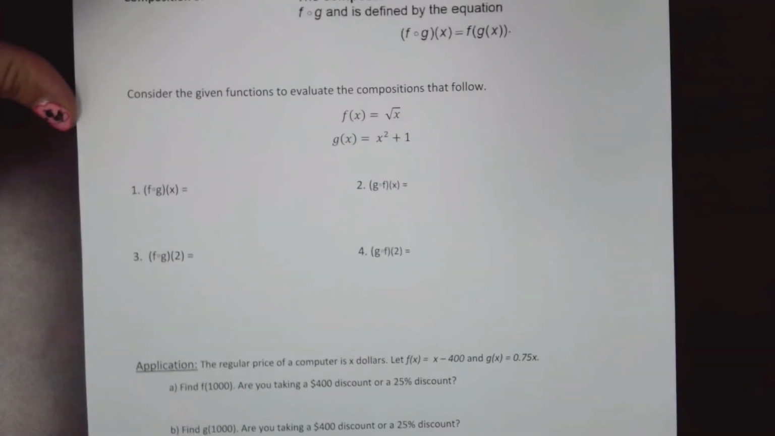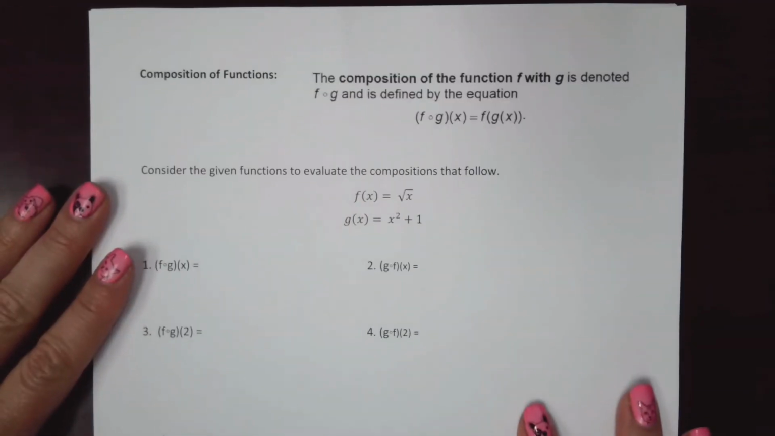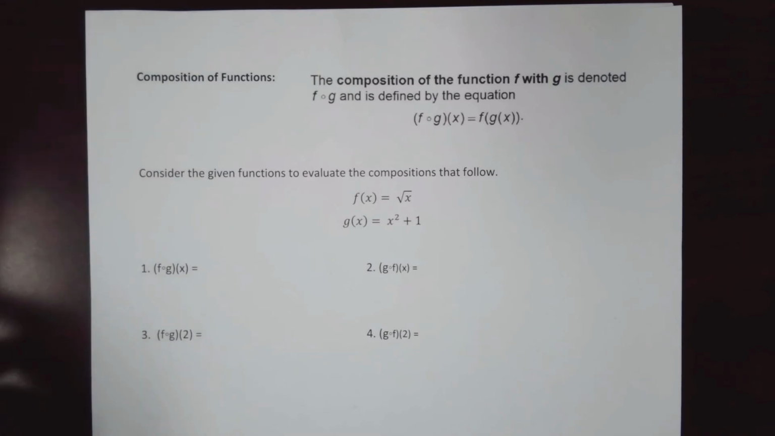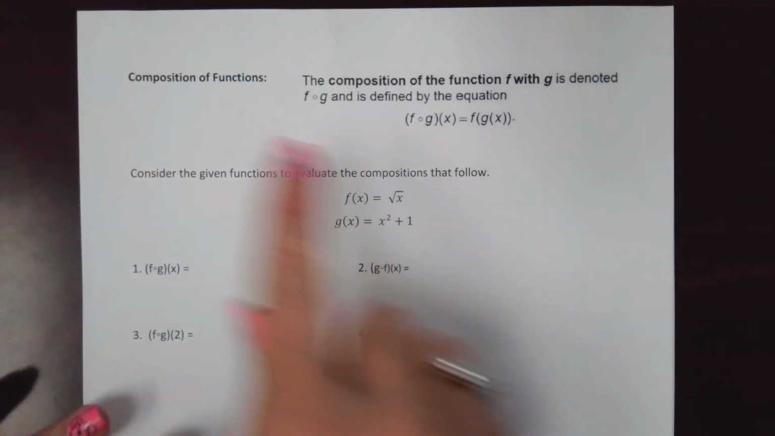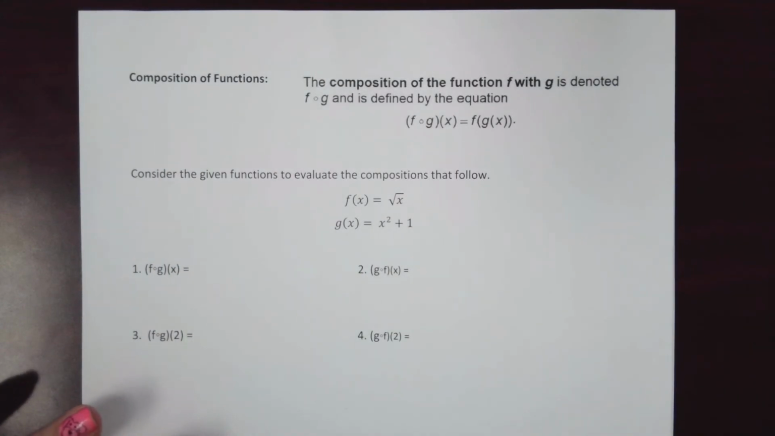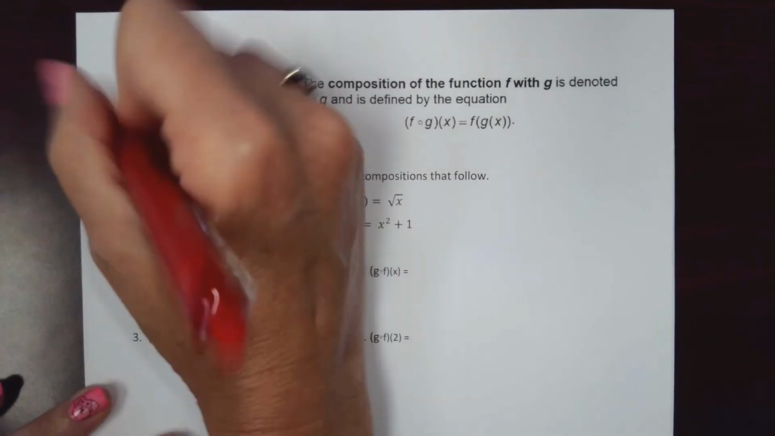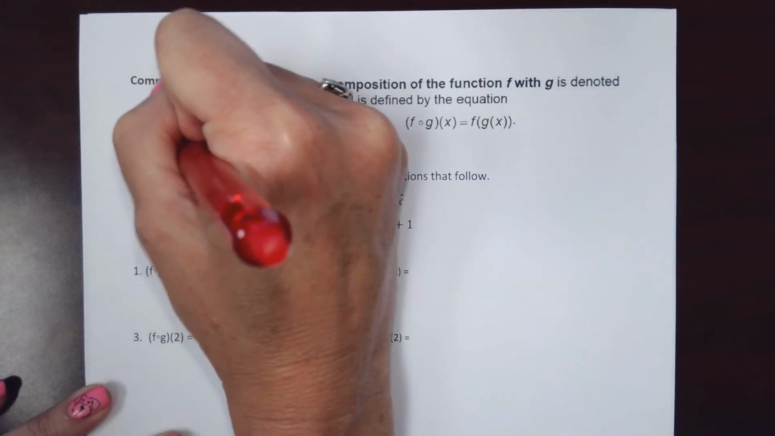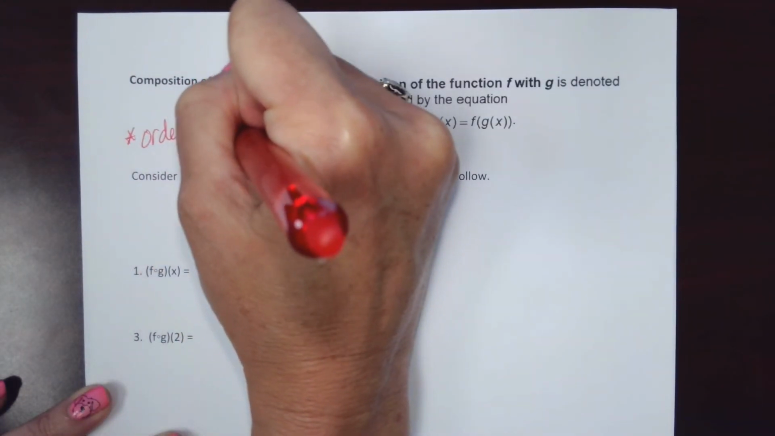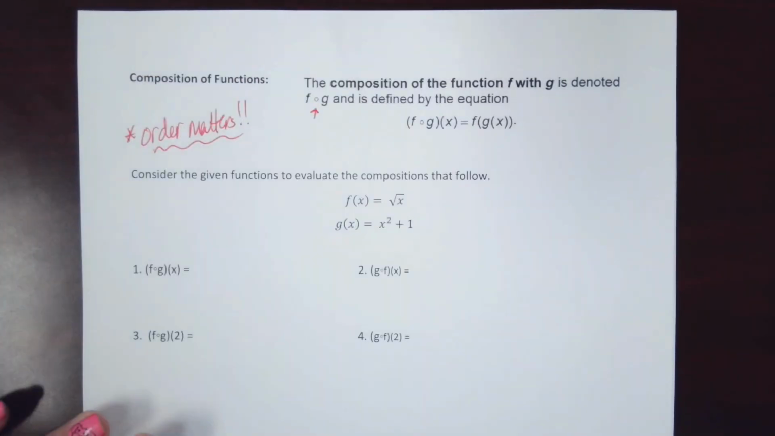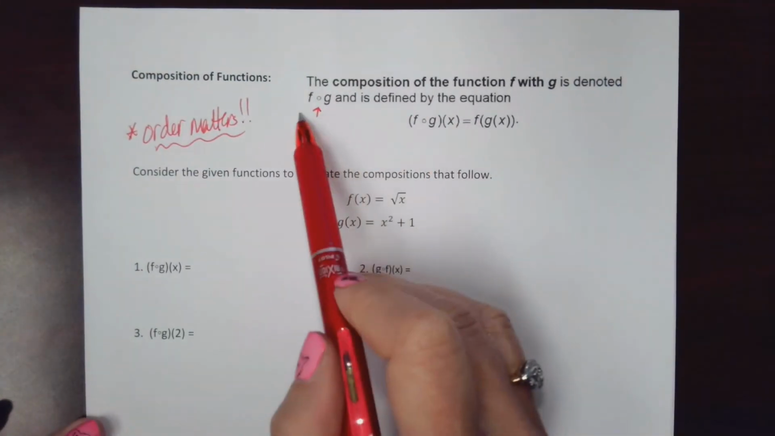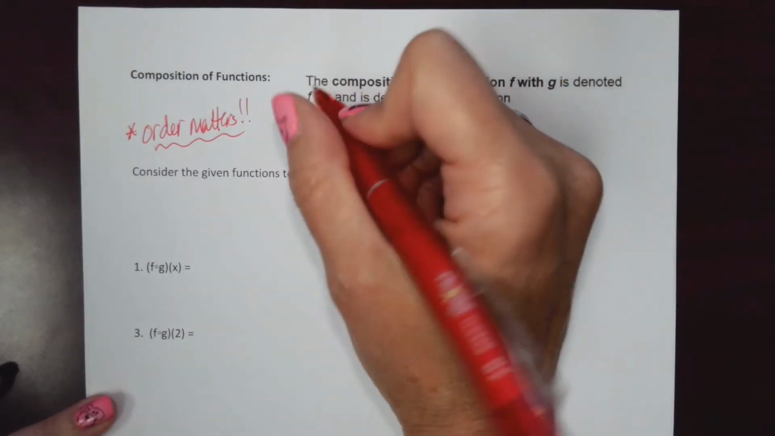Last page of this section of notes. Composition of functions. We are still combining functions, but this is a different way. Composition of functions, our symbol is a little circle in between the 2. And with composition of functions, order matters. You have to pay attention to which function is listed first. F composite G is how I would read that.